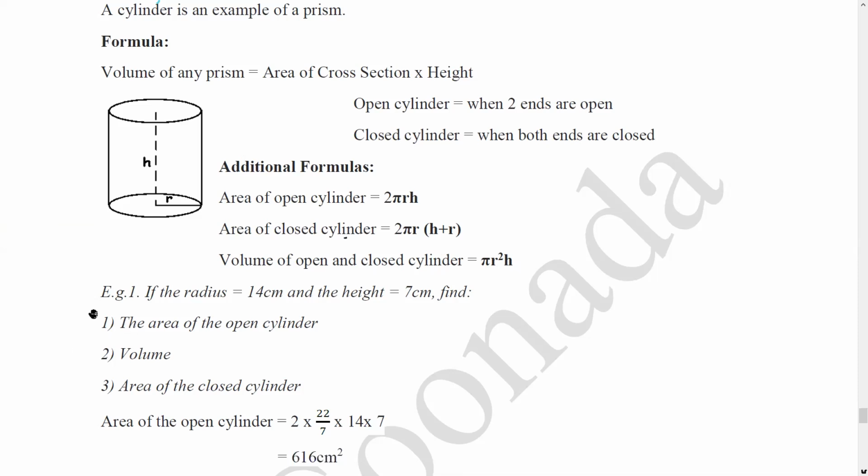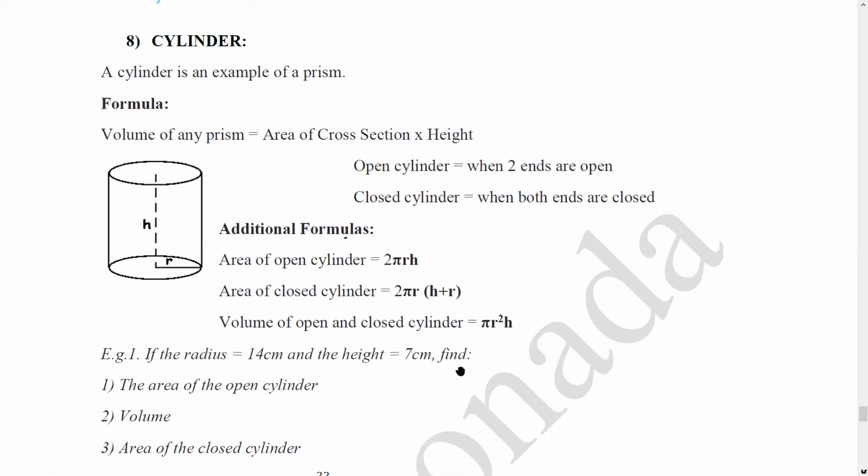So let's see now. If the radius is equal to 14 centimeters and the height is equal to 7 centimeters, find the area of the open cylinder. You're also required to find the volume and find the area of the closed cylinder. So I want you all to do that for me, and then I will ask certain people for answers. So you are not to call out the answers when you are finished, okay? I will call on certain people to give me the answer, what they get. And of course, if it's wrong, that's fine. We will all learn together.